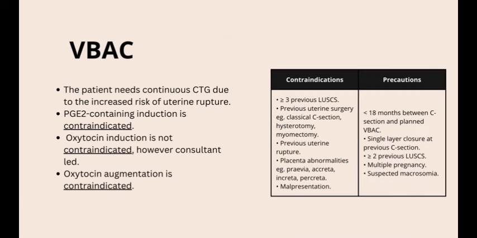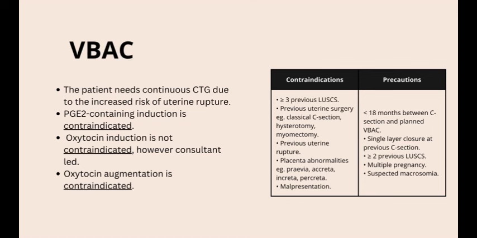Let's talk a little bit briefly about VBAC. So VBAC is a vaginal birth after a cesarean. A couple of things that are important to know if this comes up on exam, and that is that the patient needs to have a continuous CTG done. You can't use prostaglandin for inductions. You can use oxytocin, however this is a consultant-led decision.